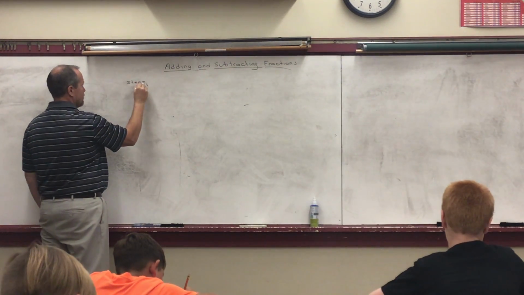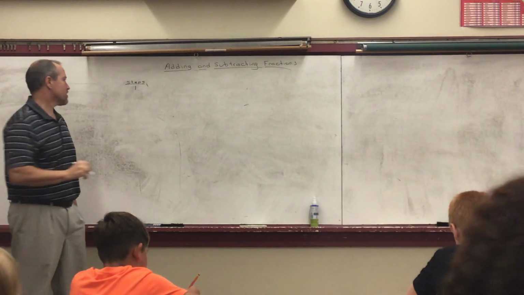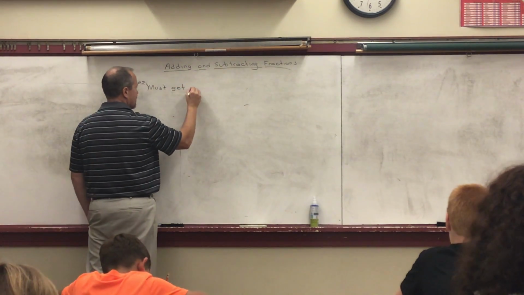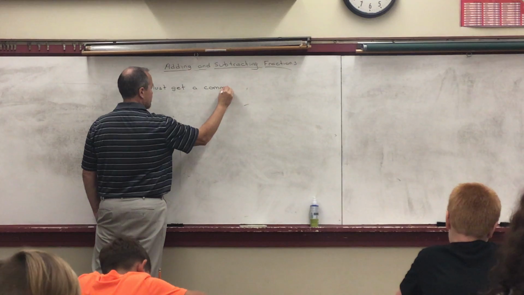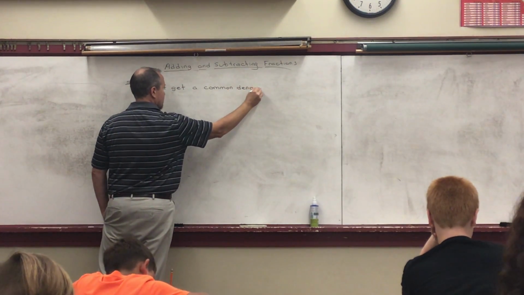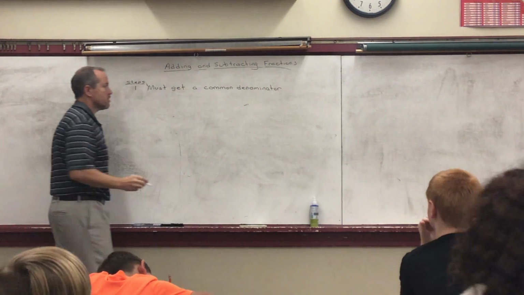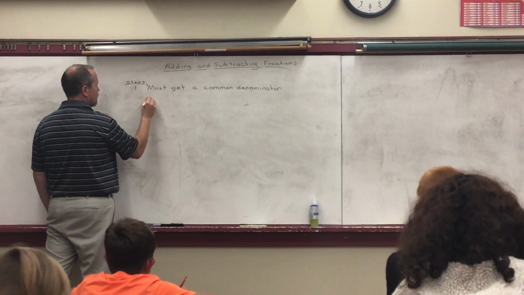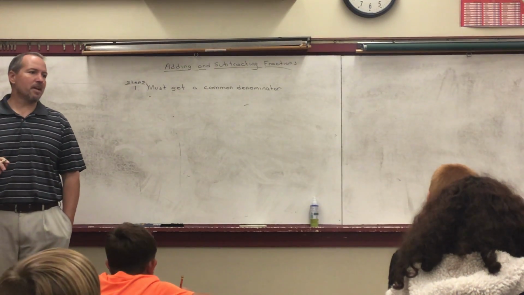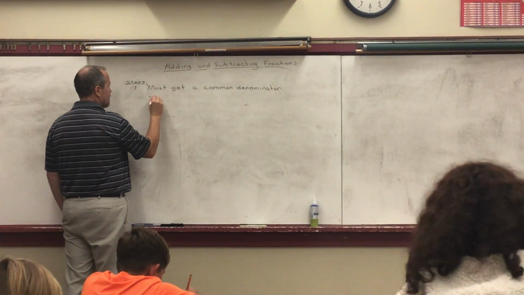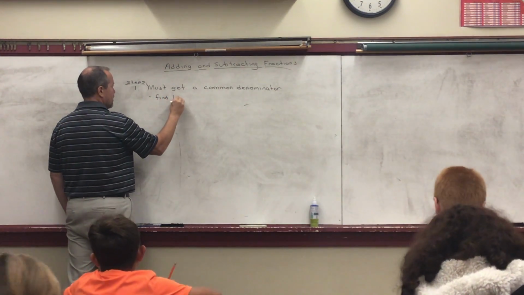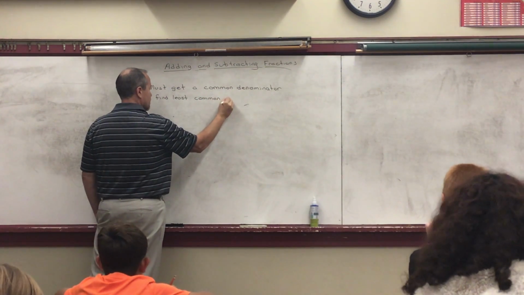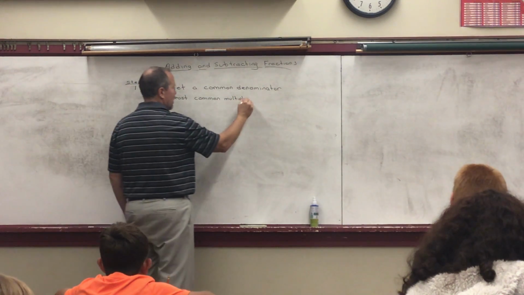Step 1. Must get a common denominator. To get a common denominator, find the least common multiple of the denominators.